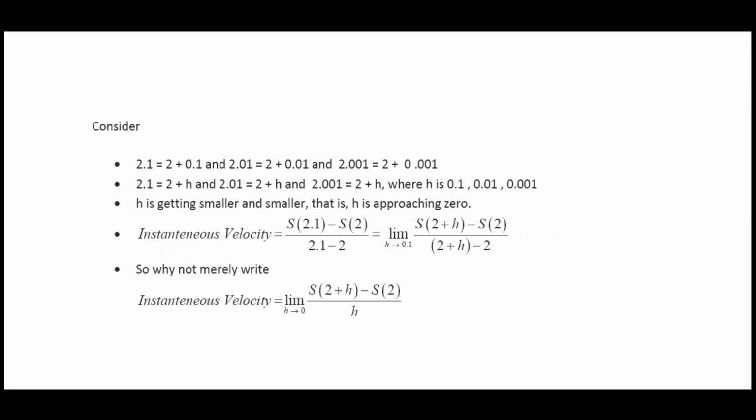Let's consider 2.1 again and think of it as 2 plus 0.1. And 2.01 is 2 plus 0.01. And 2.001 is 2 plus 0.001. Now, let's think of 2.1 as another way of being 2 plus h, where h is 0.1. Or 2.01 is 2 plus h, where h is 0.01. Or 2.001 is 2 plus h, where h is 0.001. That seems reasonable.